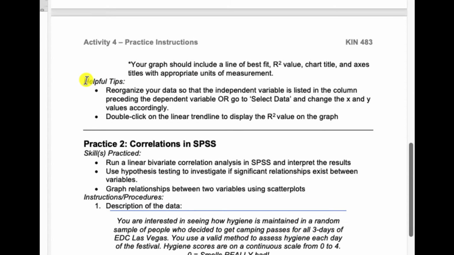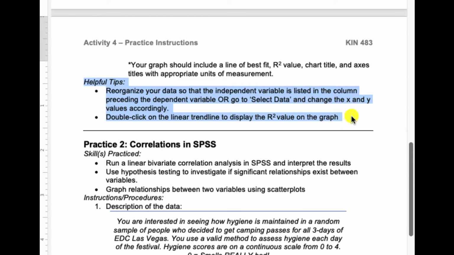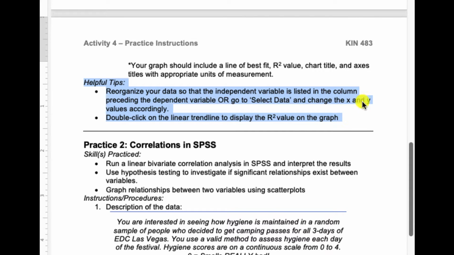Down here I've got some helpful tips just in case you might need them. And with that being said, I'm going to change my screen over to our Excel spreadsheet.